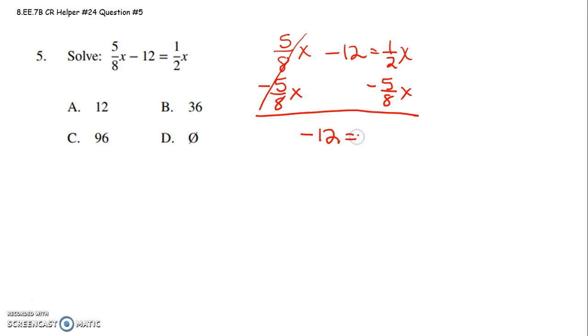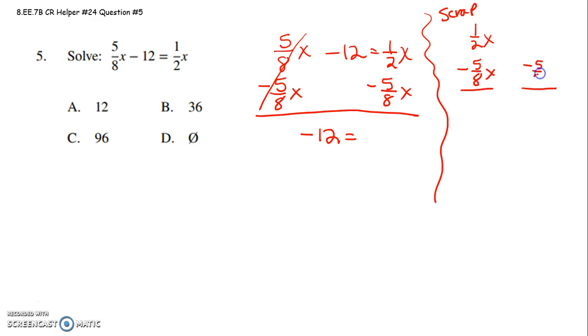Now you do have your calculators you can use, but I'm just going to go ahead and show you 1/2 x minus 5/8 x in order to subtract. So over here is my scrap. In order to subtract fractions, you need a common denominator. So my common denominator would be eighths, because I can multiply 1/2 numerator and denominator by 4. 1 times 4 is 4. 2 times 4 is 8. So now I have 4/8 x minus 5/8 x.